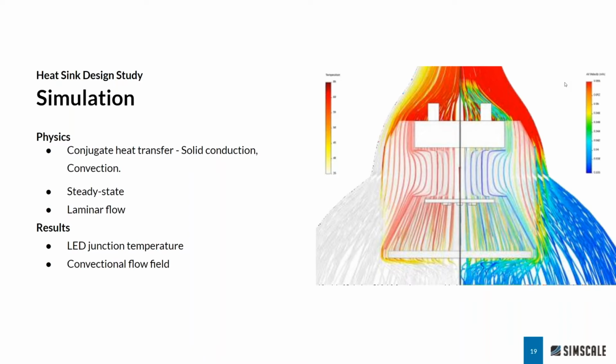Natural convection is pretty much always laminar flow, so I've set this up like that. And sort of the leading indicators to a good design or a bad design to me are looking at the junction temperature of the LEDs, as well as sort of understanding the flow or velocity over the heatsink fins.